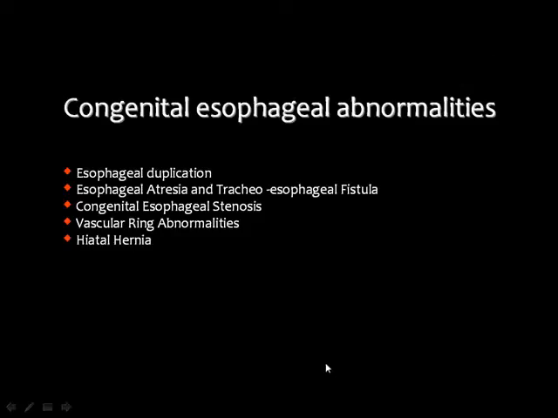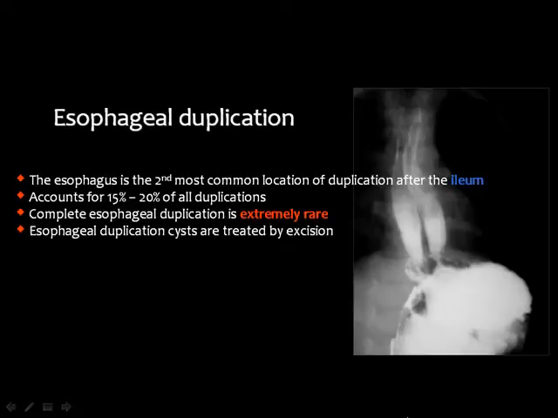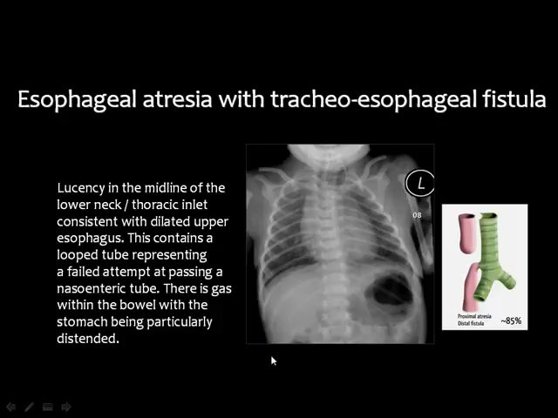Then some of the esophageal lesions, which can be assessed by plain film as well as by barium studies, include esophageal duplication, esophageal atresia with or without tracheoesophageal fistula, congenital esophageal stenosis, vascular rings, and hiatus hernia. And this is an example of double esophagus or esophageal duplication. You know that the esophagus is the second most common location for duplication after the ileum, and the complete esophageal duplication as seen in this case is considered extremely rare, and you can see a nice demonstration of this particular issue.